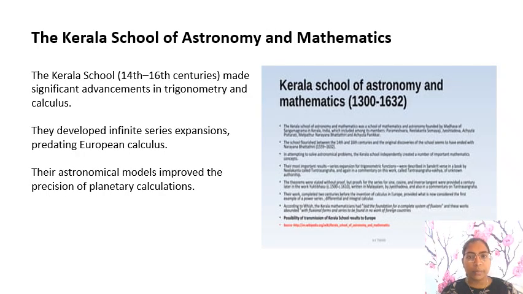Kerala School of Astronomy and Mathematics. The Kerala School, 14th to 16th centuries, made significant advancements in trigonometry and calculus. They developed infinite series expansions, predating European calculus. Their astronomical models improved the precision of planetary calculations.